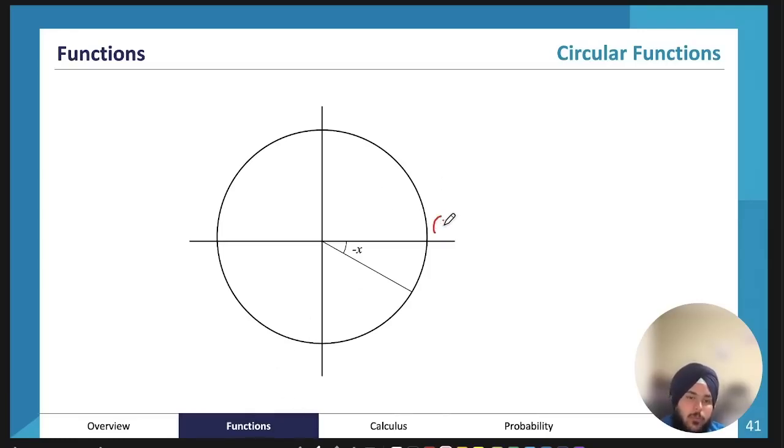So coordinates 1, 0, 0, 1, negative 1, 0, 0, negative 1. So you basically get the point. We have an x-axis, y-axis, just a graph, but it actually represents a circle with a radius of 1.